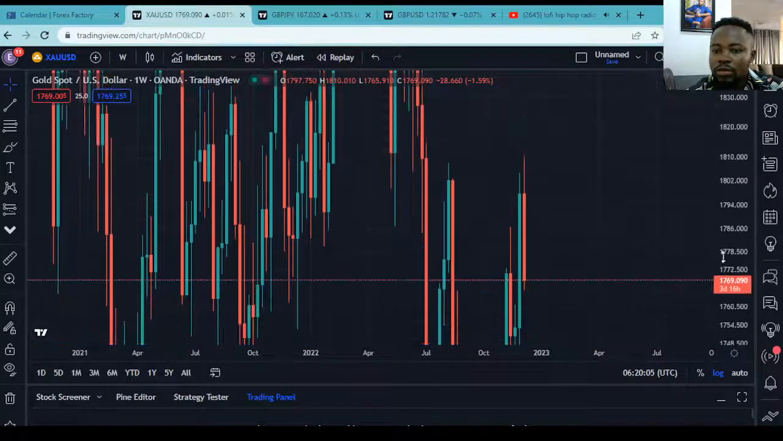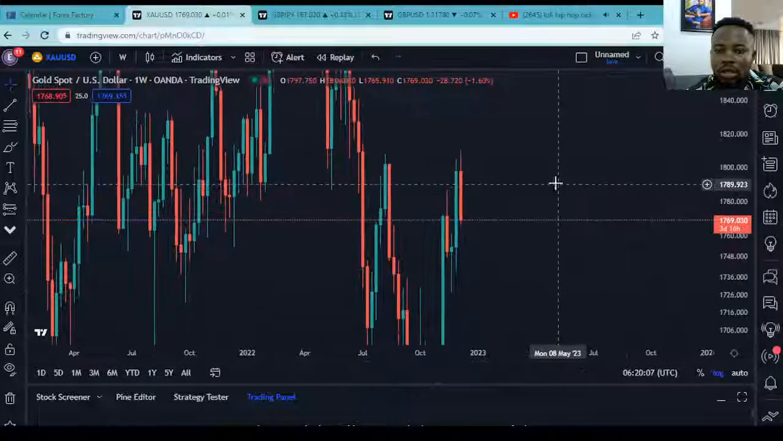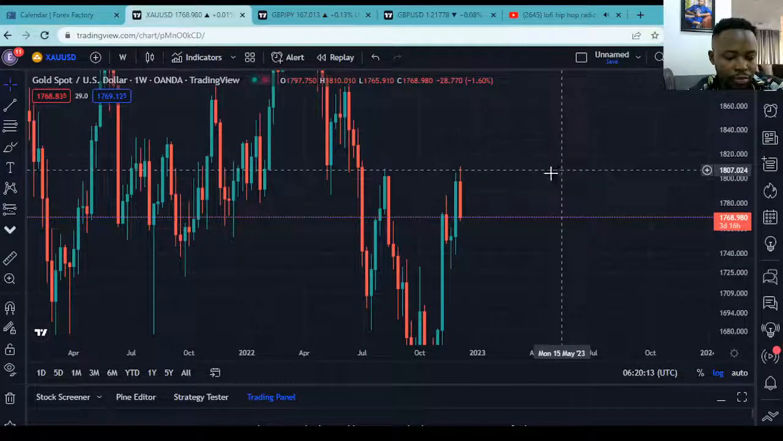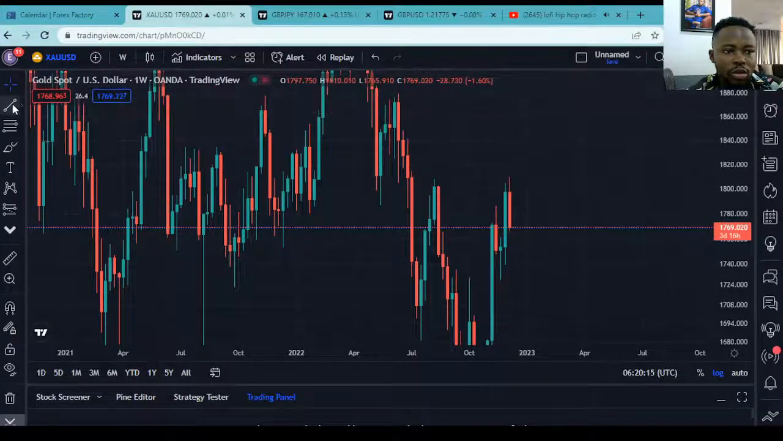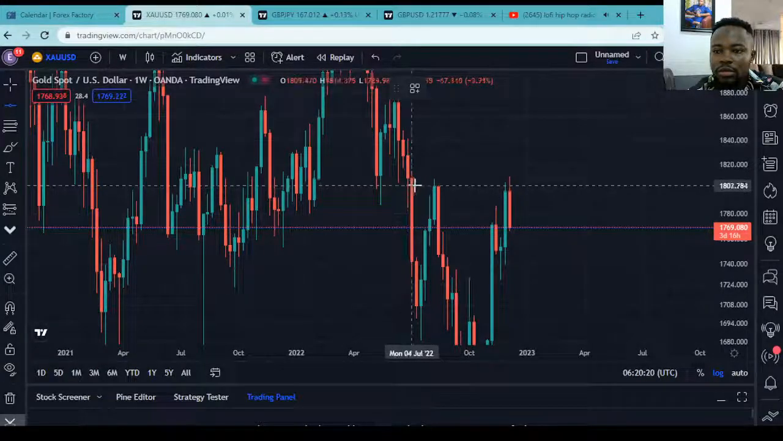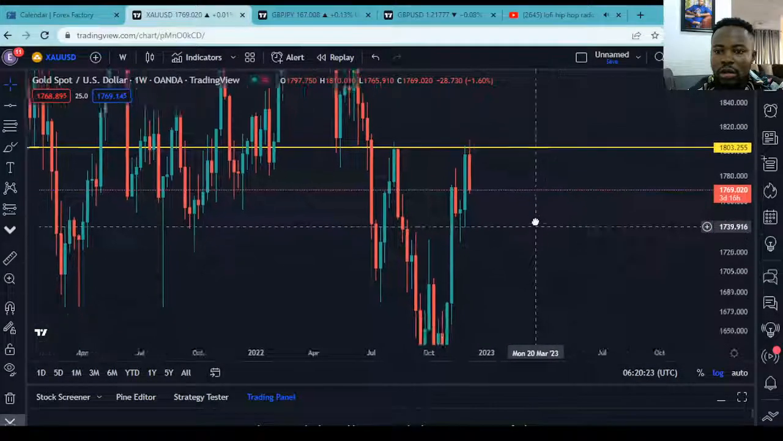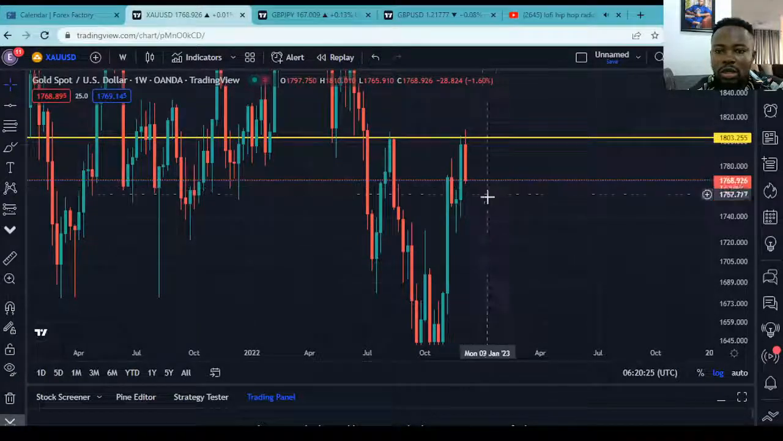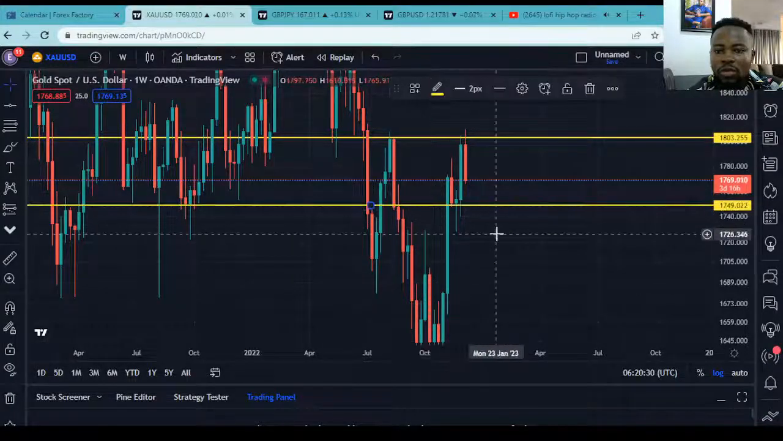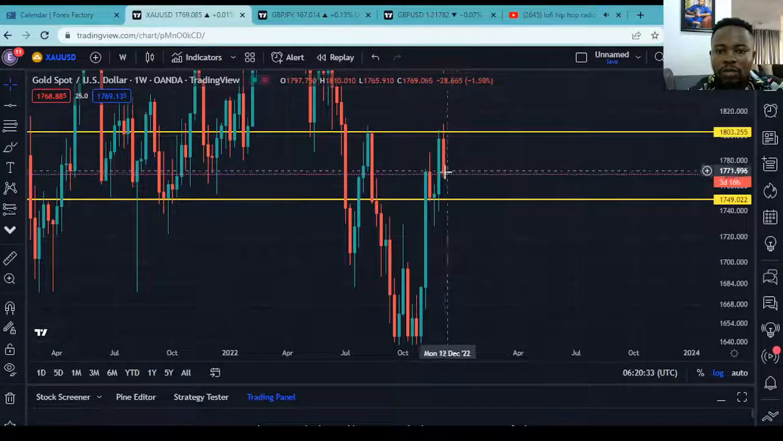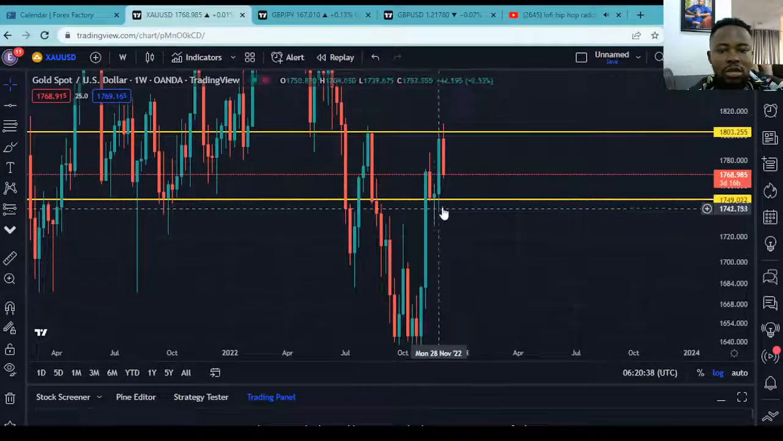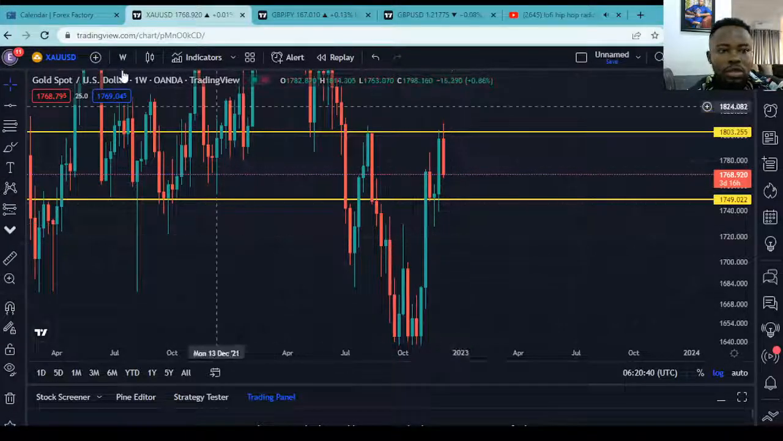Let's go on the weekly. On the weekly, we created a resistance here at 1803 area, right? Which was the area that we were concerned about yesterday. And we have a support here on the weekly. And this weekly candle is currently bearish, heading towards the support to the downside.